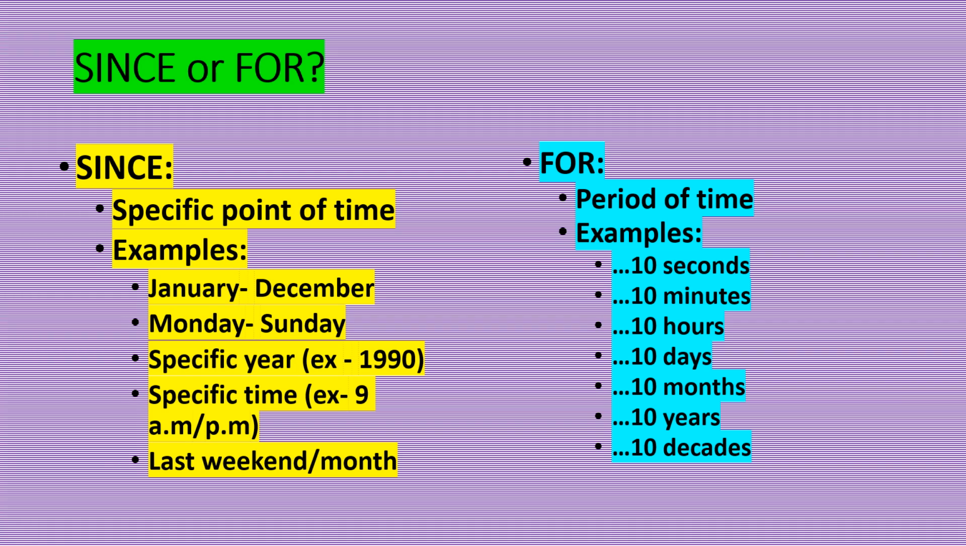For example, we have the specific point. It can be January to December, Monday to Sunday, a specific year, for example 1990, a specific time, for example 9 a.m. or p.m., or last weekend or month. On the other hand, for is used for a period of time. So, I can say for 10 seconds, for 10 minutes, for 10 hours, for 10 days, for 10 months, for 10 years, for 10 decades.